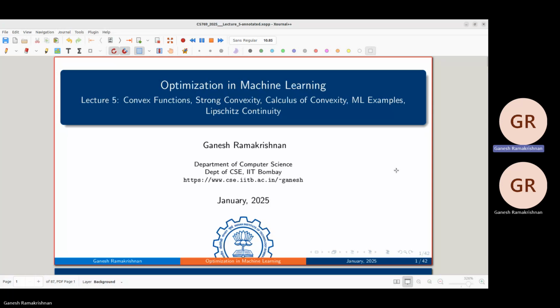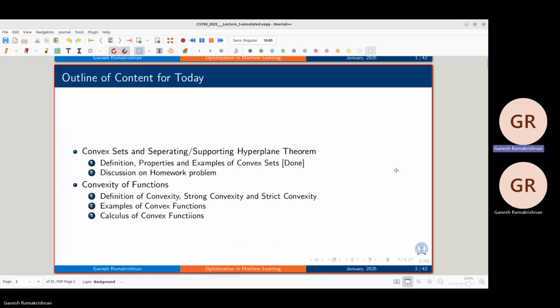So, in lecture 5, we will continue our discussion on convex sets and organically develop convex functions, but different varieties of convex functions too. Look at strict and strong convexity, as well as look at examples of convex functions, and then move on to calculus of convex functions.